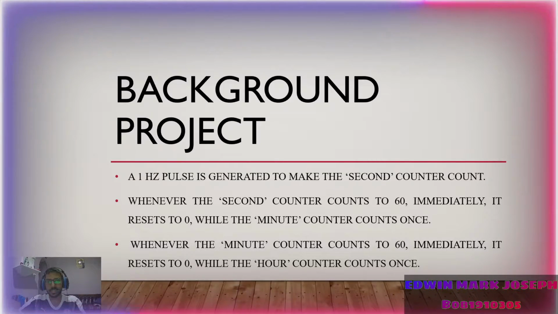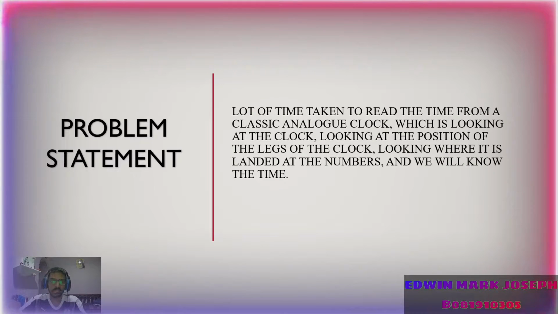So basically, when it detects 59, 60 will be 00, and the minute display is 1. Basically, 60 seconds equals 1 minute. Then when the minute reaches 60, it shows 00, and the hour display is set to 1. So basically, it's hour 1. Basically, it is reset.